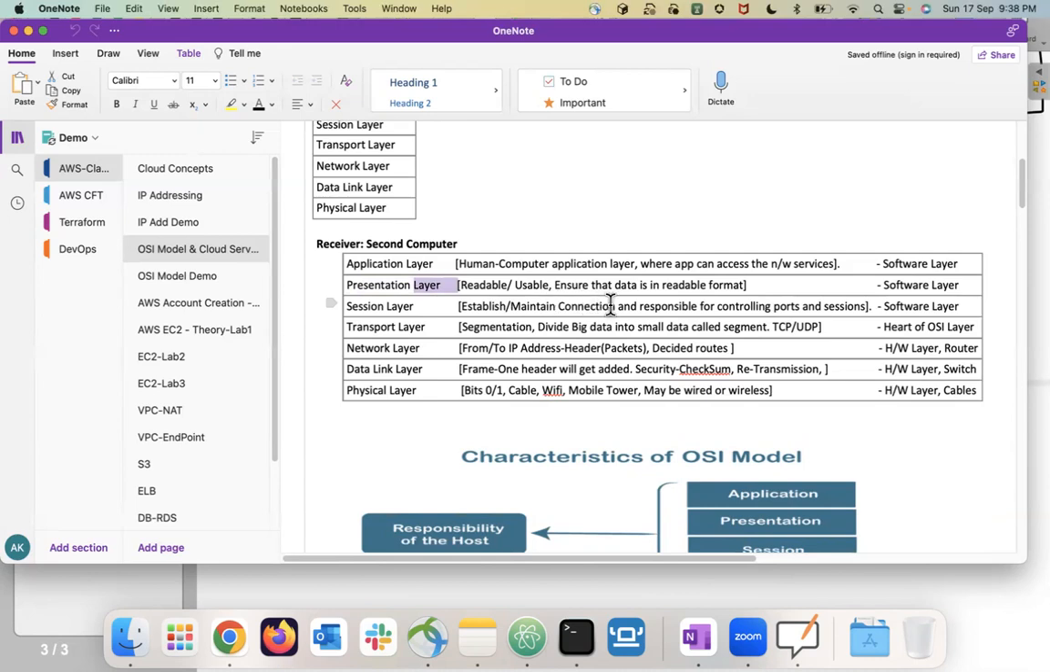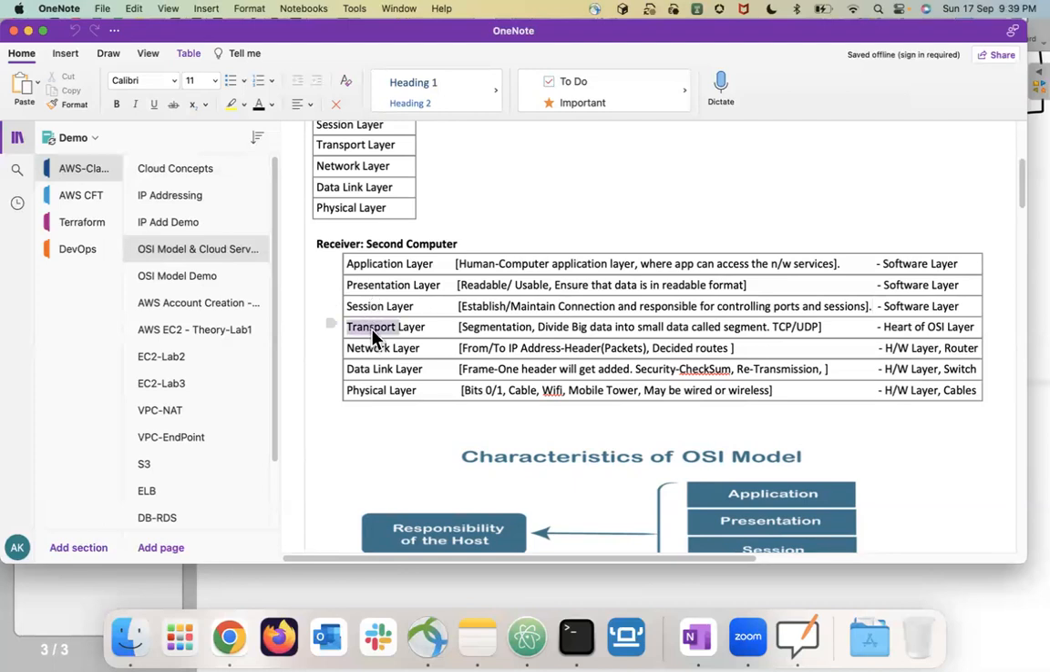Session means to establish and maintain connections, and it is responsible for controlling ports and sessions. You will learn this later. Suppose I am sending you something. If your laptop is off, then I will not be able to send, right? So it should first check that something is coming from me and going to you, and your laptop should also be on. Then only it will reach. That is checked in the session layer. If it is not on, whatever I send will fail. It will not go.